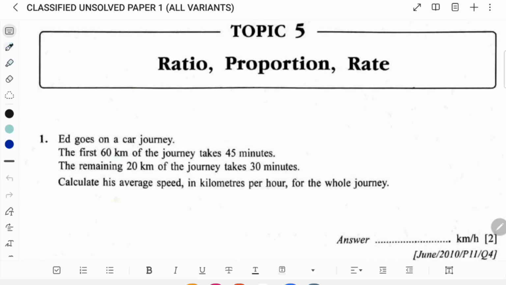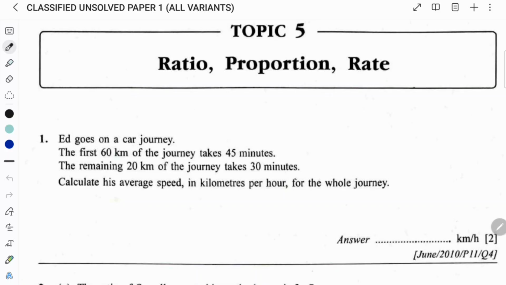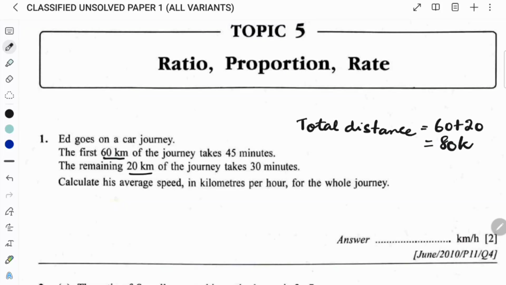You know that they're talking about the whole journey, so it means they're asking us to find the average speed for the whole journey. So average speed for the whole journey will be equal to the total distance upon total time. So in this question, first we find the total distance. The total distance is equal to 60 kilometers, the first part of the journey, and 20 kilometers, the second part of the journey. So that is 60 plus 20, and they both are given in kilometers, so that is equal to 80 kilometers.